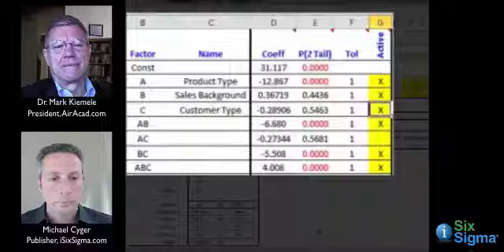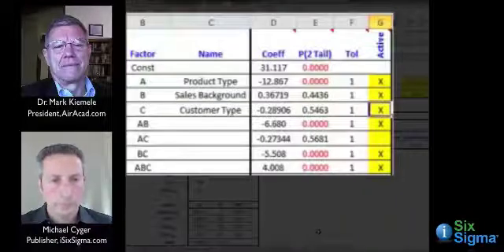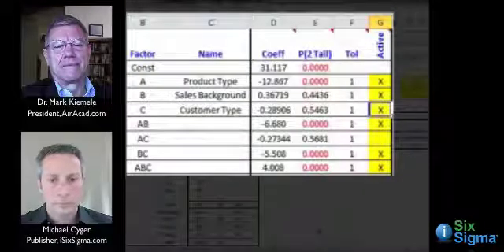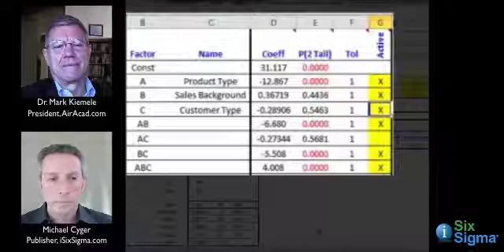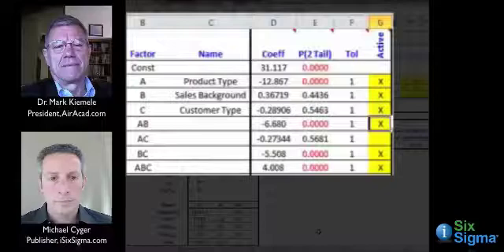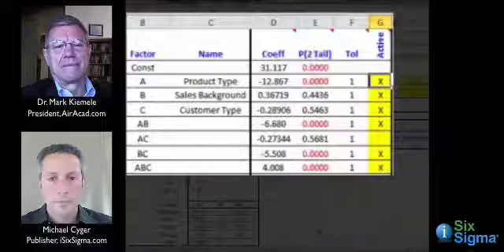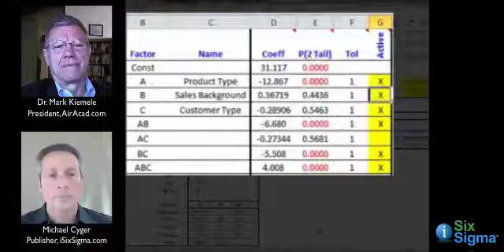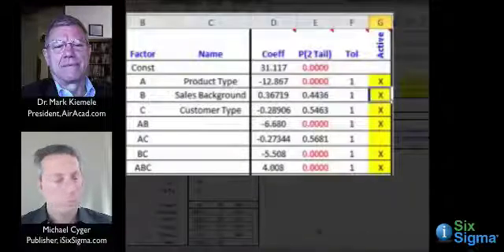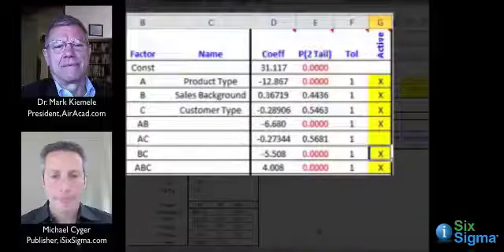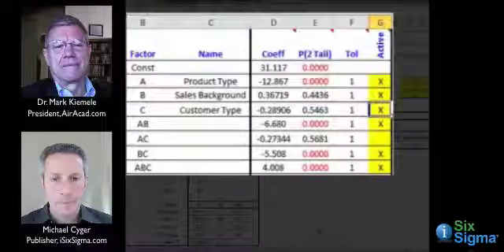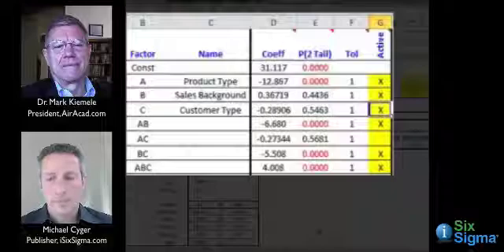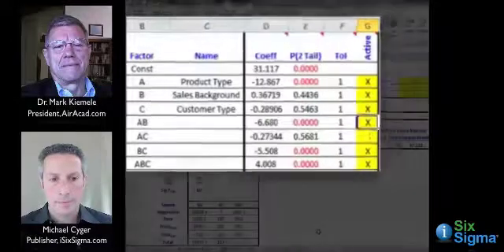The answer is no, and here is why. We have a little law called the law of hierarchy. I call that the parental law, that says if an interaction like AB is important, you will keep the main effects A and B in the model, okay? We could go into why that's important. You have a BC interaction here. You have an ABC interaction. So we're keeping A, B, and C, the parents of those interactions, whether they by themselves are significant or not. So this is going to be our best model here.